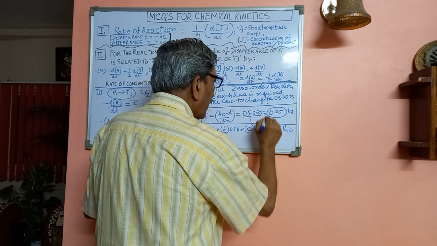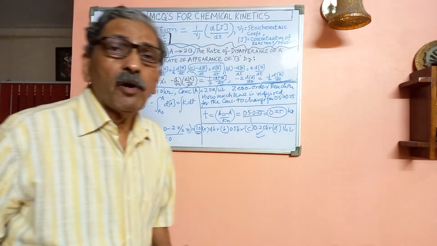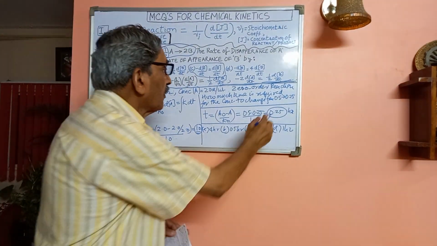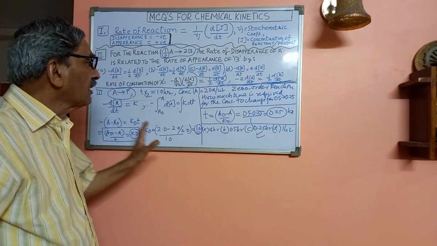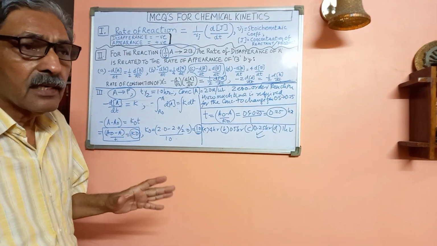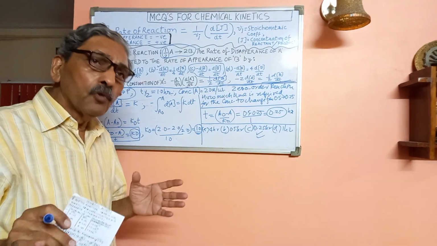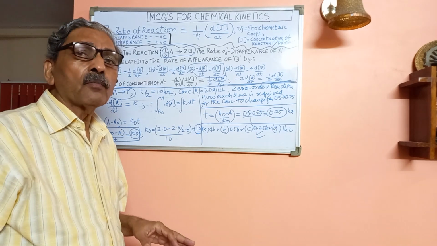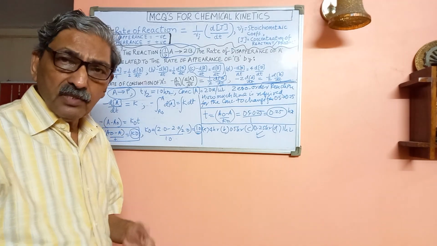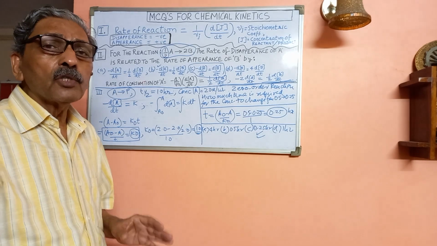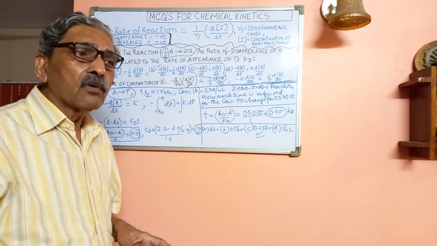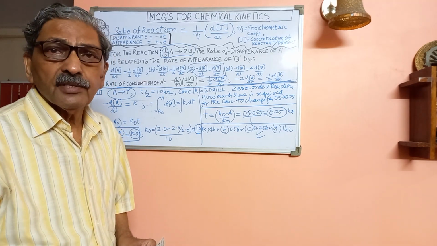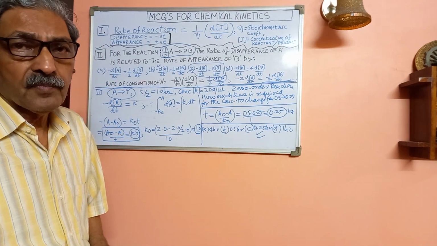Now we have calculated that choice C is correct, that is, the time taken is 0.25 hours. So this gives you a simple handle: if you know the t half of a reaction, you can find out from that the rate constant, and once you know the rate constant, it can be used to figure out the time for any change in concentration at time t.